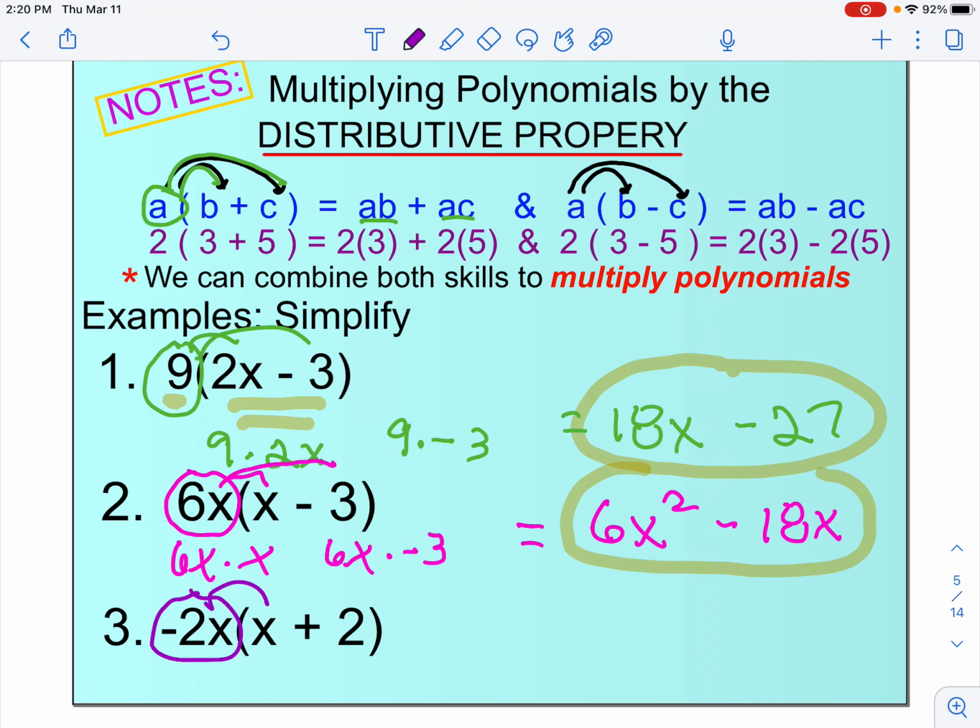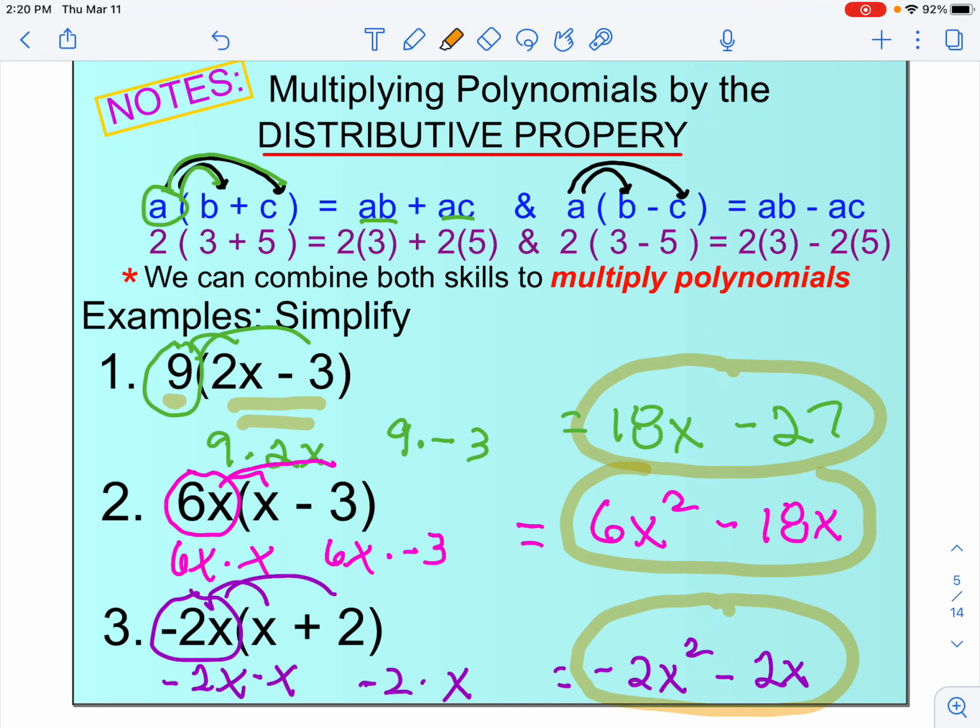So when we take negative 2x times x, that is going to equal negative 2x squared. And when we take negative 2x times 2, that is going to give us negative 2x. So that should be your correct answer.